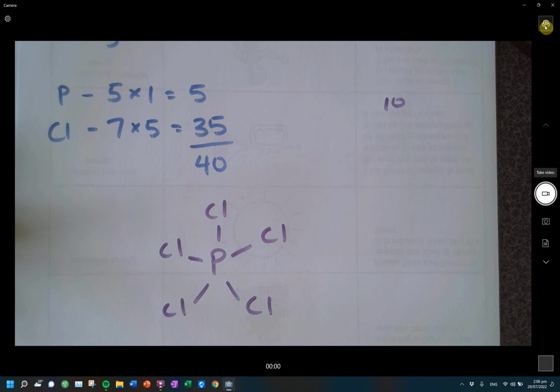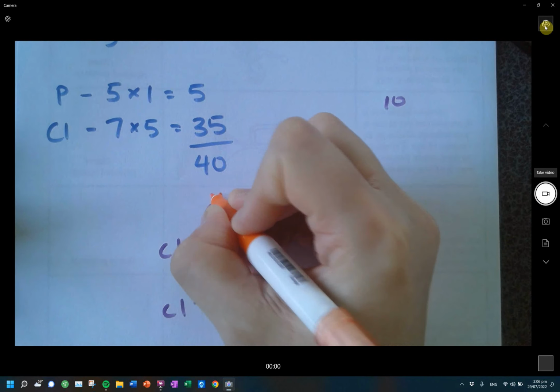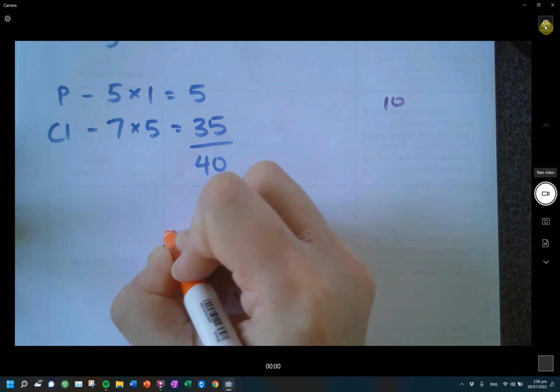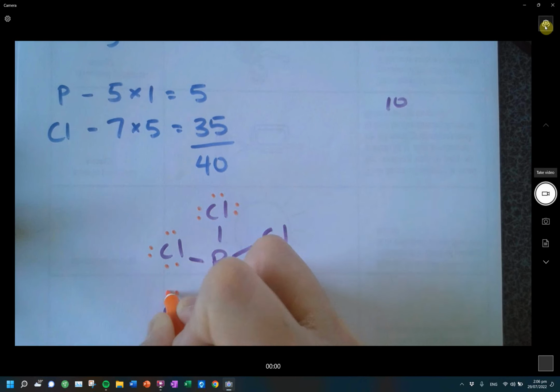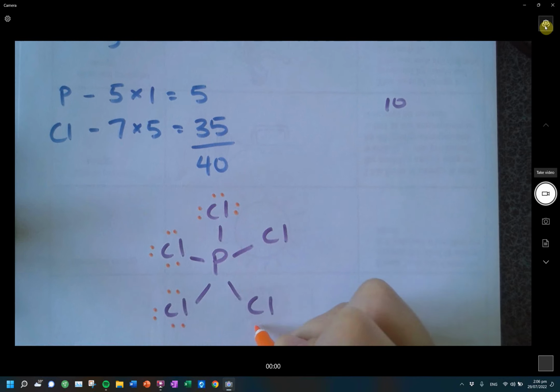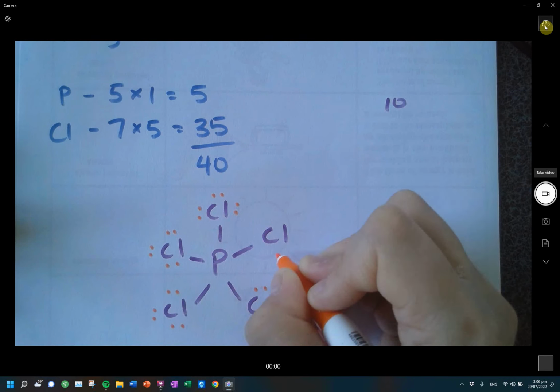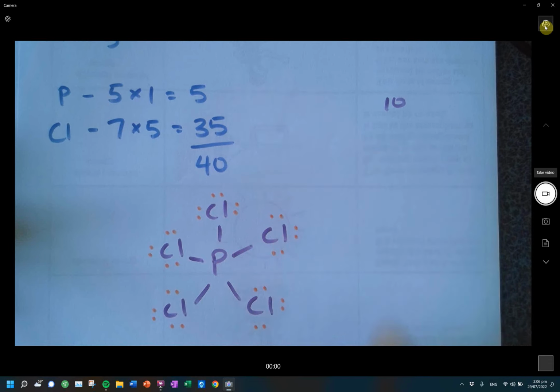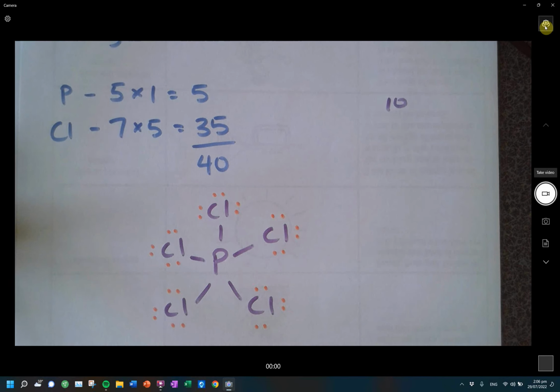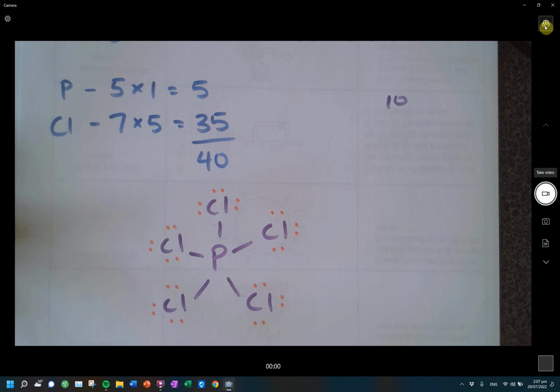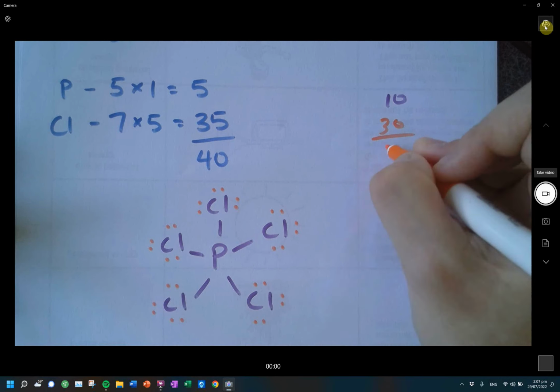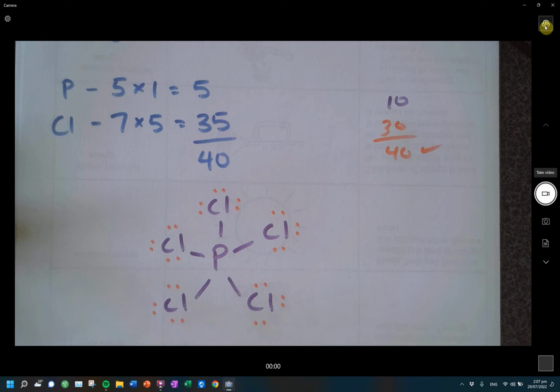And then we start again, outside going in. 1, 2, 3, 4, 5, 6, 7, 8, 9, 10, 11, 12, 13, 14, 15, 16, 17, 18, 19, 20, 21, 22, 23, 24, 25, 26, 27, 28, 29, 30. All of them are accounted for. So I know that structure's done. And phosphorus is fine with 5 or with 10. Now, sometimes when you're doing this, you're going to get spare leftover electrons, and when you do that, you then put them on the center atom.